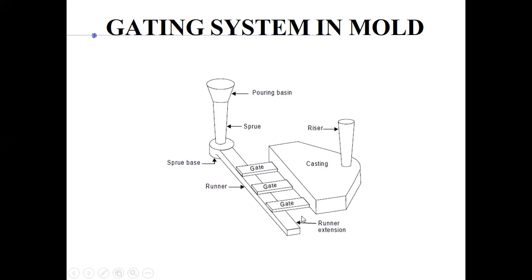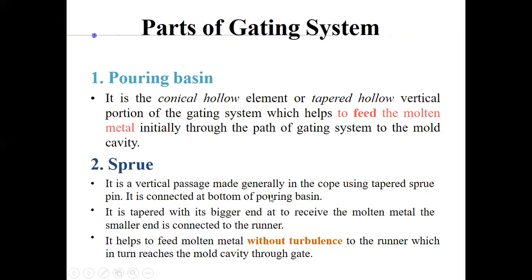The number of gates and the cross section of the gate should be so designed that your molten metal should flow into the mold cavity before the solidification starts, right? It should be able to reach all corners of your mold cavity, and then the solidification should start. So that has to be ensured by providing the proper number of gates and the cross section of the gate, right?